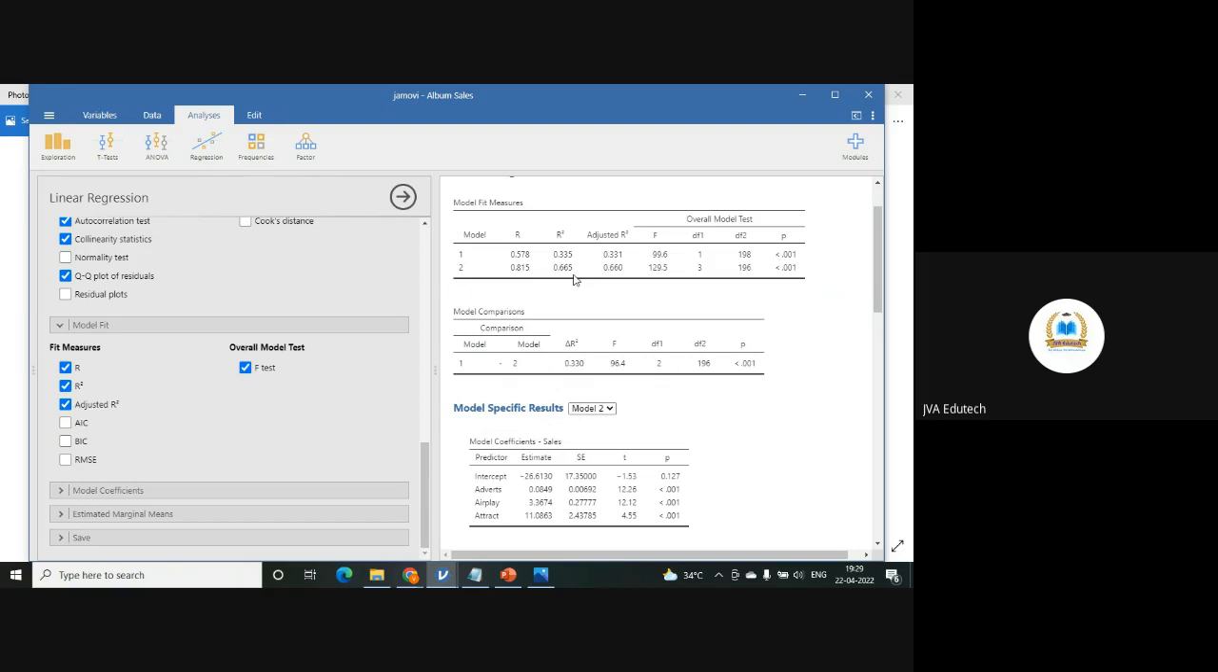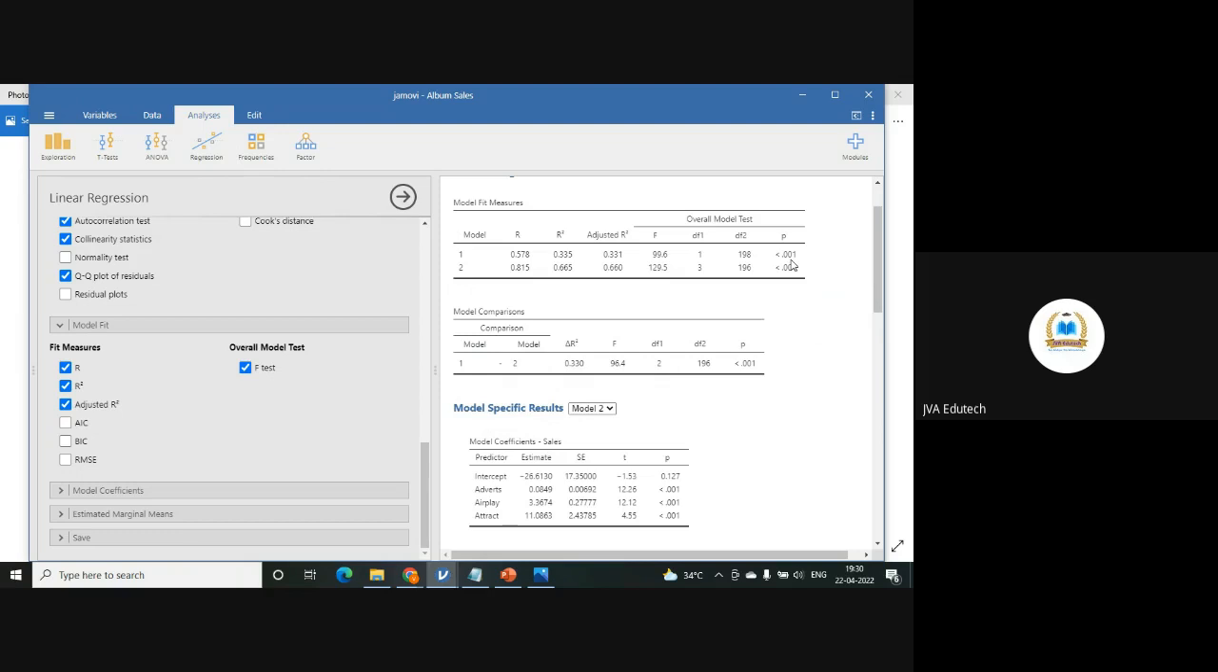Then model fit we test through F ratio, F value. When you do regression in SPSS, you also get an ANOVA table. This ANOVA table is based on sum of squares, so it will tell you about the fitness of the model. For the model to be fit, the F value should be greater than 1, and it should be significant. In our case, you can see this is 99.6 and significant also. So the model is fit.